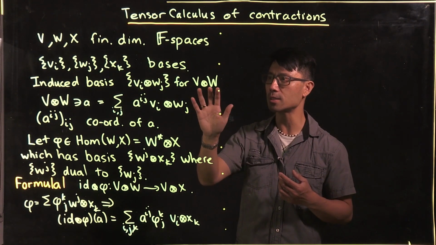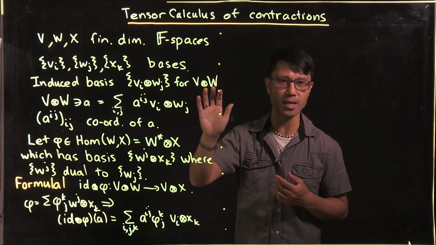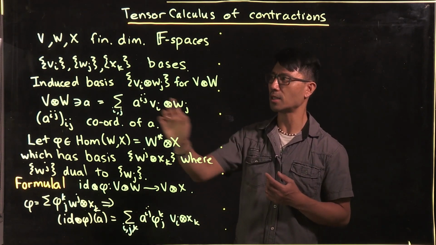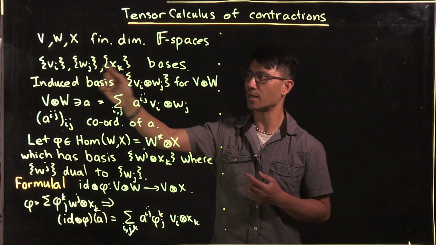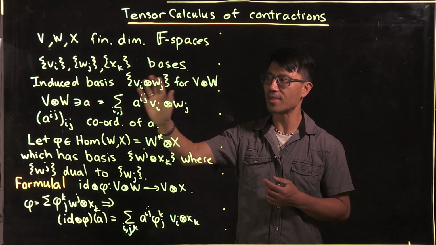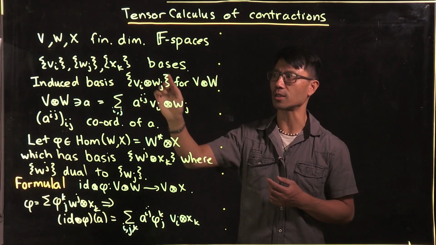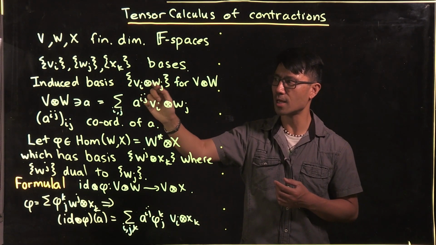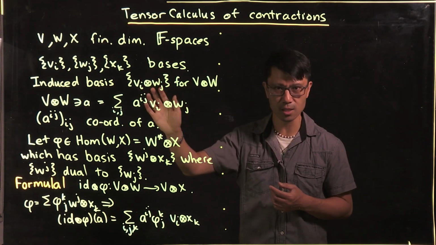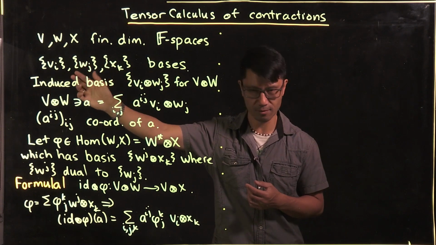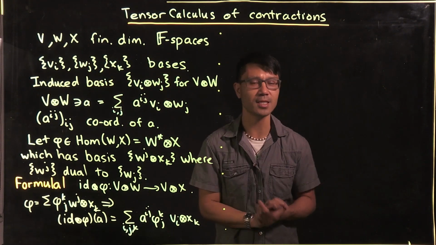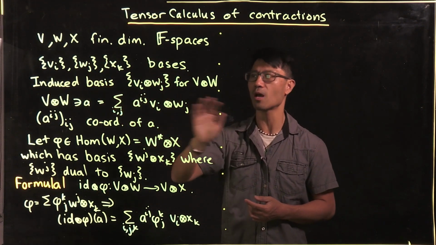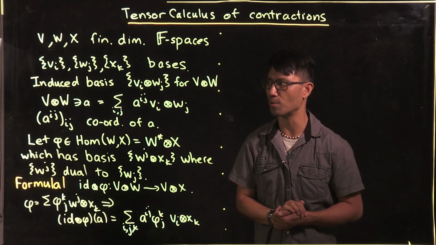The key point is that there are lots of bases for V and W, but if you've given a basis for V and a basis for W, then there's a natural basis for this tensor product. That'll be the set of elementary tensors of the form v_i tensor w_j, the elementary tensors of bases from each of V and W. That's the basis that we're going to use, the induced basis from the basis for V and the basis for W.